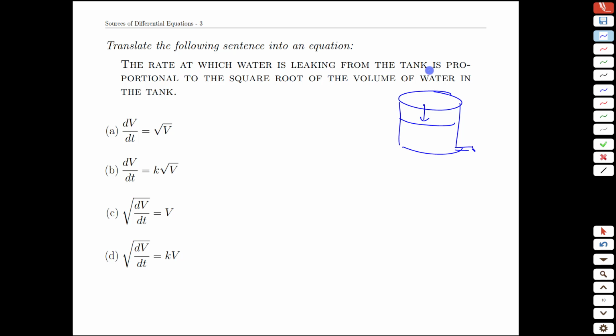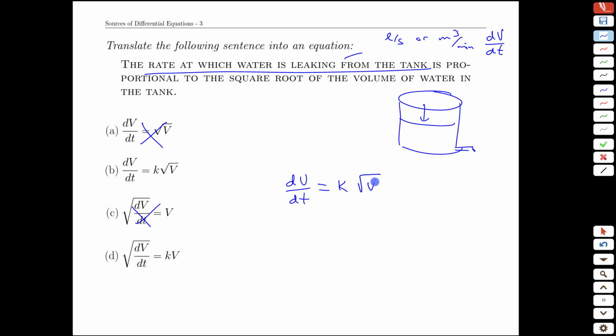The rate at which water is leaking from the tank would be in something like liters per second or meters cubed per minute. Both of these point to natural units of a derivative of volume with respect to time. So definitely dV/dt, is proportional to, equals a constant times. So already we would rule out A and C, the square root of the volume. The key thing here is not to overthink these statements. You're literally translating the words into mathematical formulations.